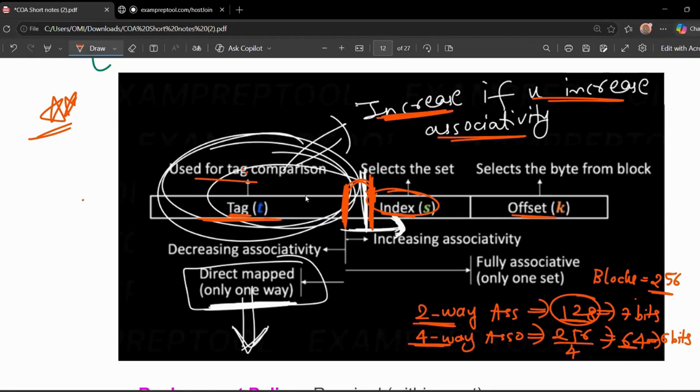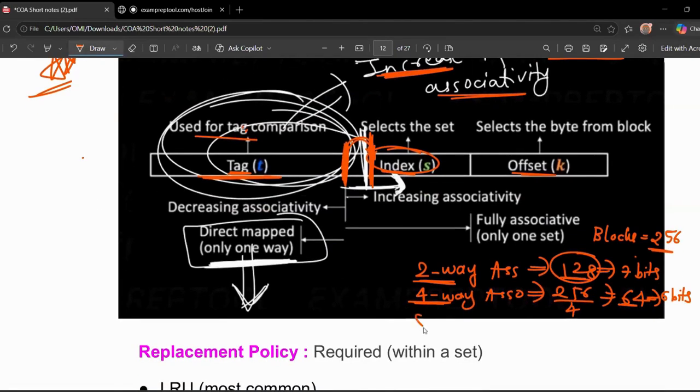6 bits. Now, let's say eight-way. Assume that it is eight-way associative. Now, how many bits? Just one bit, right? 256 divided by 8. So what will it be? 32, right? So 5 bits, right?